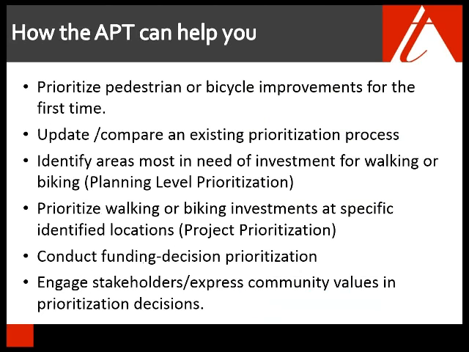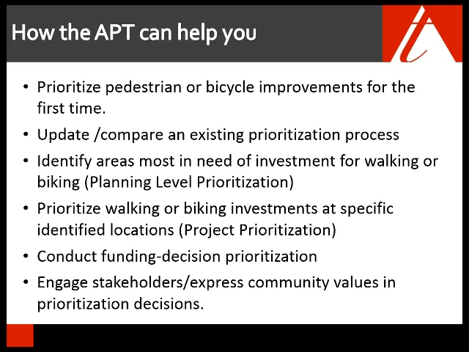I want to close by emphasizing the flexibility of the APT and the many ways it can help you. If you've never done this type of prioritization before, the APT explains how to do it step by step. If you have an existing prioritization process, the research that went into the APT and the way that the APT is structured might help you think about ways your existing prioritization process can be improved. If you're simply trying to find the areas in your state, region, or county or city that are most in need of improvements in walking and biking, the APT can help you with this type of planning level prioritization.